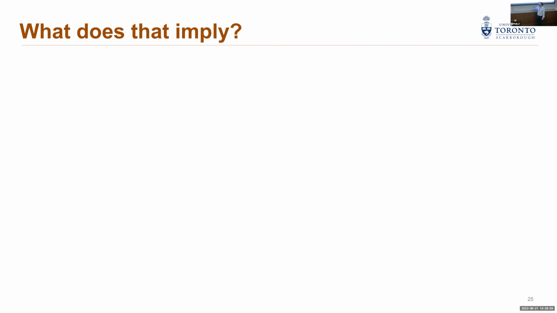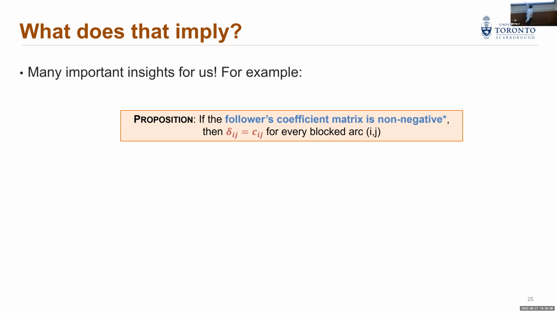So there are some technicalities, but the main thing that we get from this observation is that if the Fowler coefficient matrix is non-negative, then I know the value of those corrections. It's going to be essentially the value of the arc, because this is how much I'm losing for blocking that arc. This is what this delta means. And there's an asterisk here because if it is not non-negative, you can still get an expression, but it's ugly, and I want to make it look nice here.